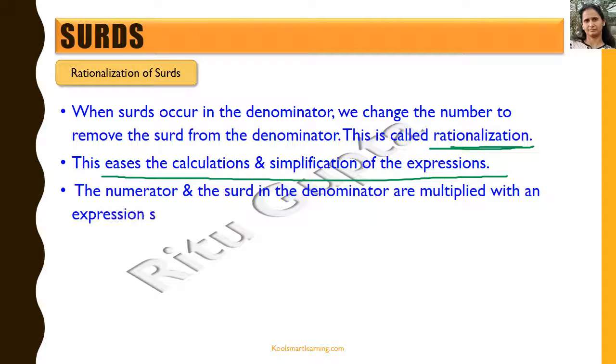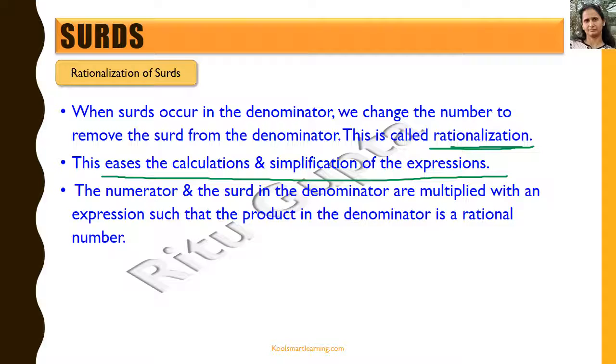The numerator and the surd in the denominator are multiplied with an expression such that the product in the denominator is a rational number. So the process of doing the rationalization is, say we take a general fraction of the type a by b. If we want to do any operation with this fraction, we will multiply it in the numerator and we'll multiply the same thing with the denominator, so that the net value of this fraction does not change. It still remains a by b.